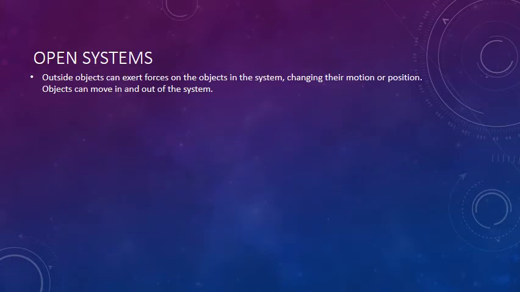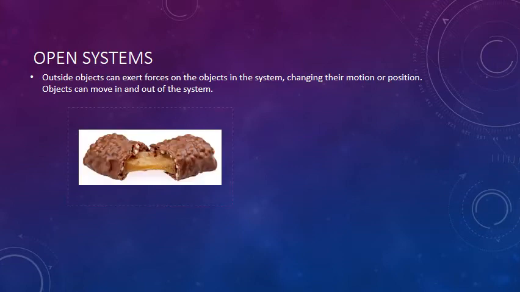So the other kind of system, the one with the dashed line around it, is known as an open system. And in open systems, outside objects can exert forces on the objects in the system, which can change the object's position or their motion. And objects can also move in and out of a system.